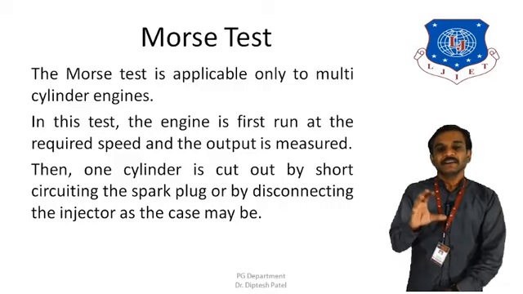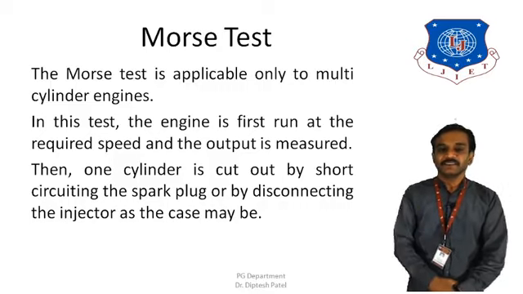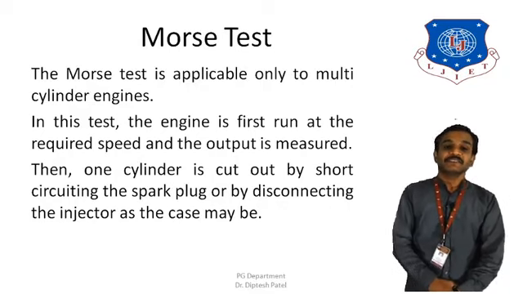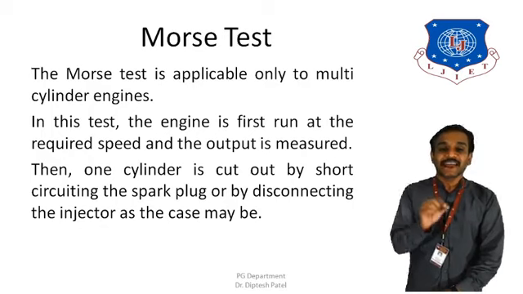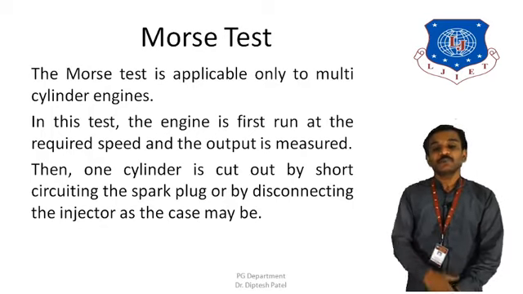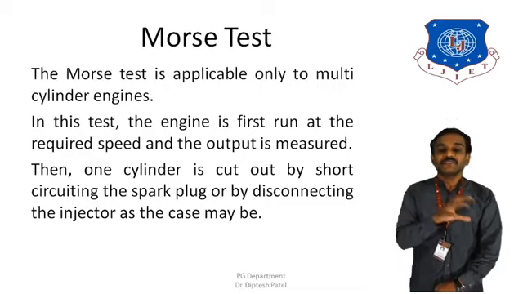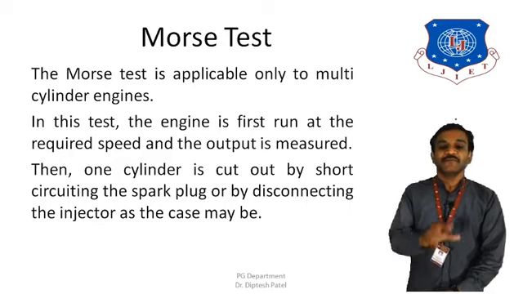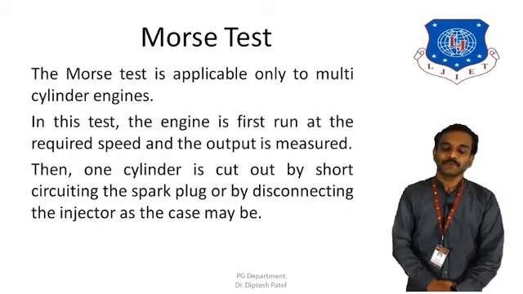So the engine is started at a decided speed, and once it achieves that, the throttle is adjusted and the output is measured. Once the output is measured, each cylinder is cut out one by one. The cutout system for the cylinder is different for the petrol and diesel engine.